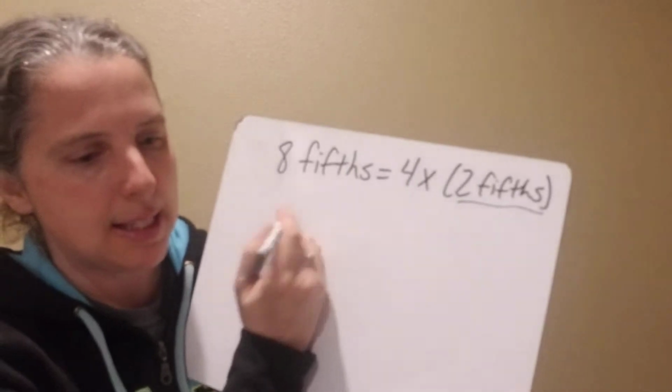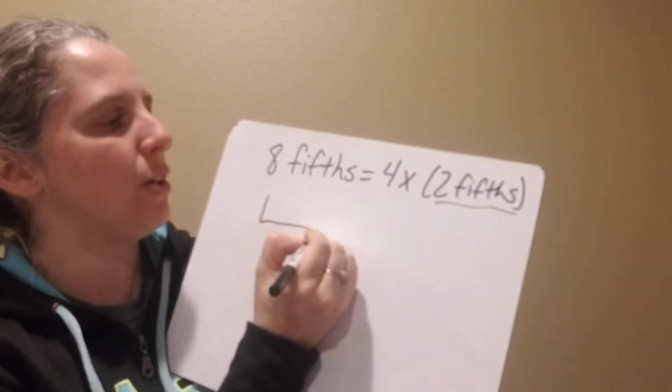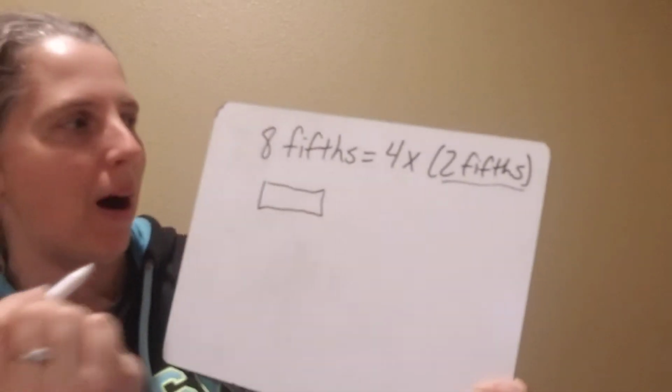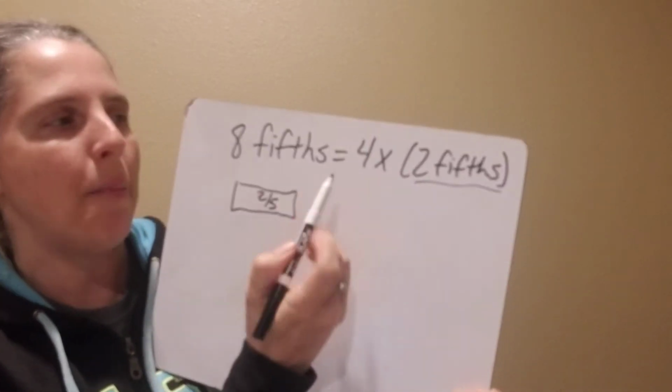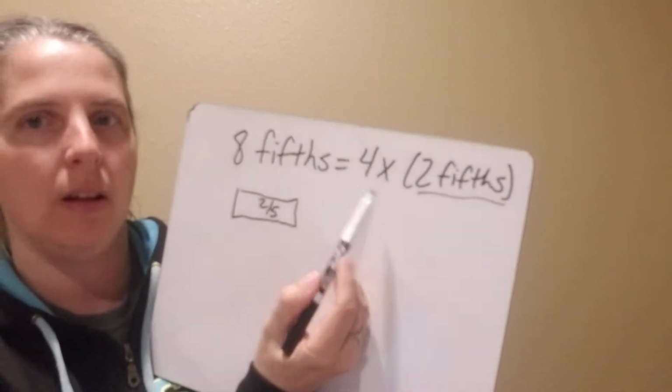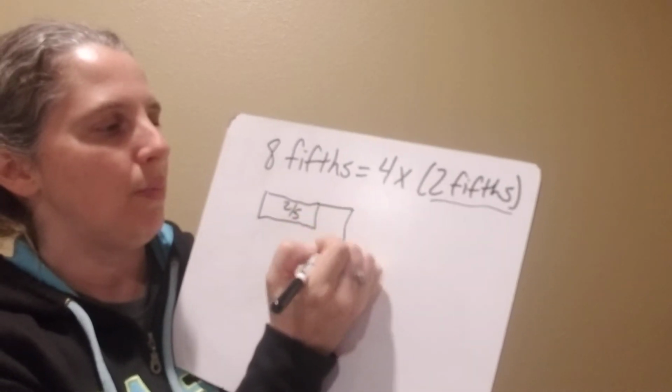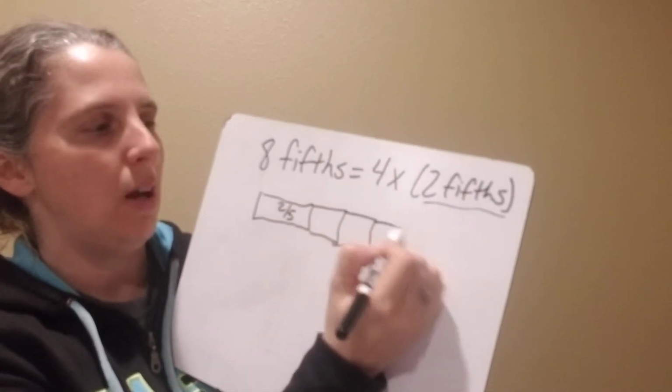So it says a tape diagram. It just means make yourself a box. Every box is going to have 2/5 in it, just like what I showed you. How many of those boxes will we need? 4. So 1, 2, 3, 4.